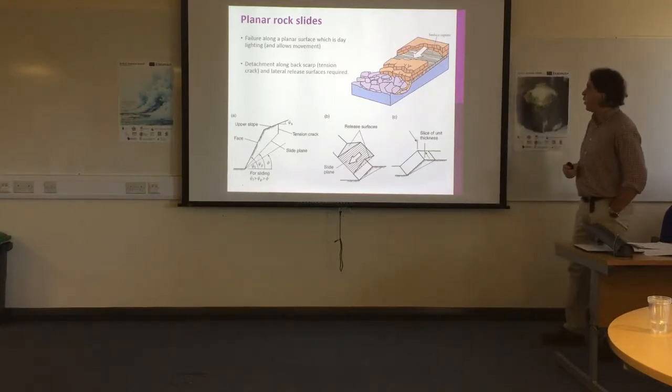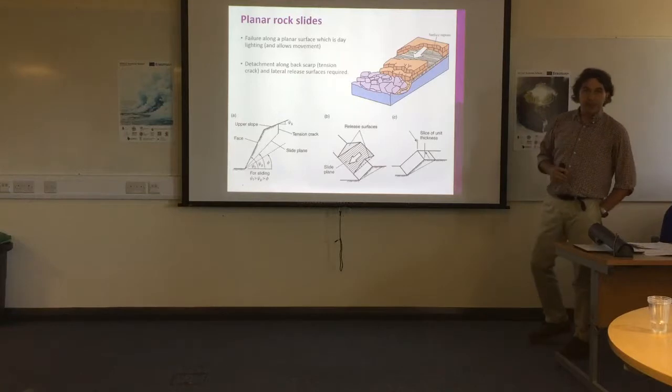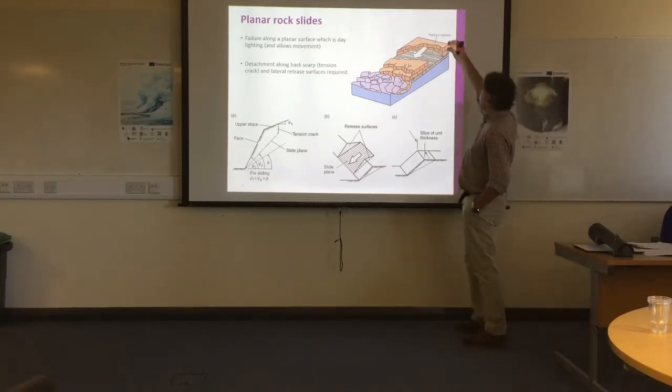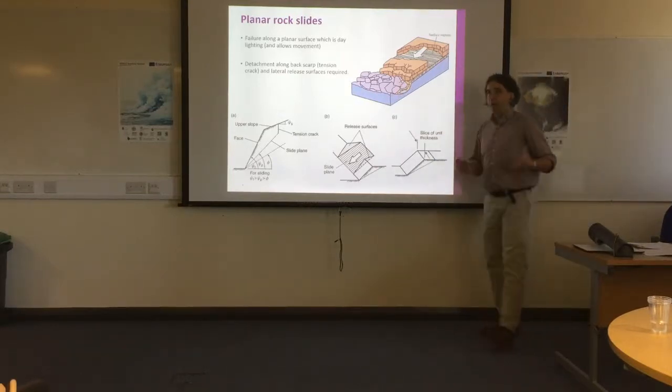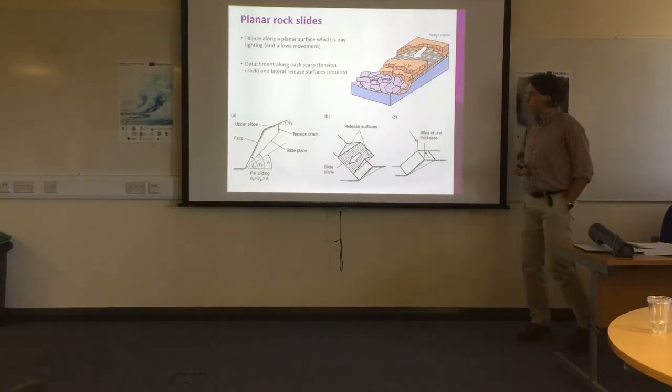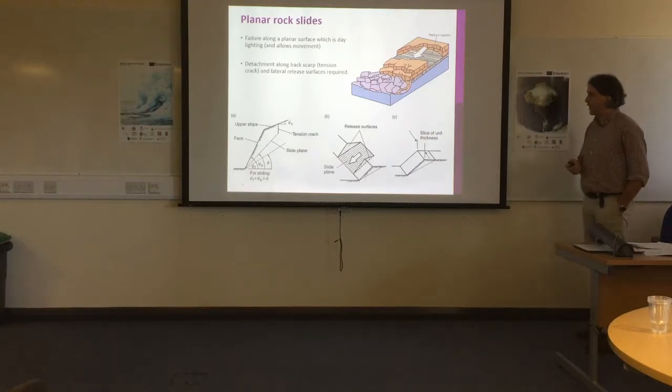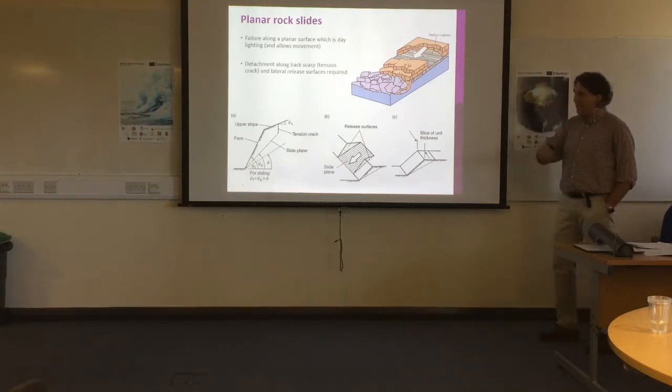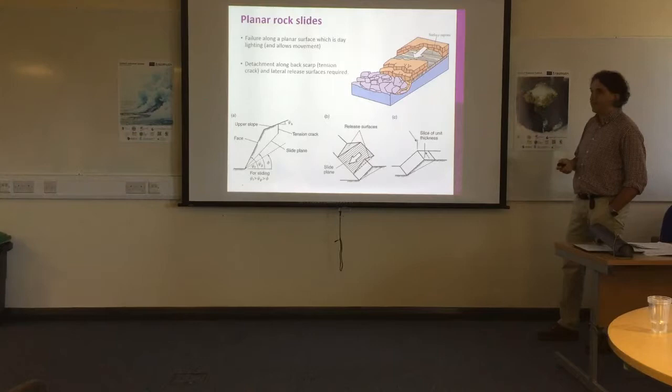What it also needs is what's termed release surfaces. So it needs to have surfaces behind and to the sides that allow the block to be released and to slide down. Okay? And there are a whole series of different types you can have, but essentially it's a slide down slope along some sort of discontinuity.